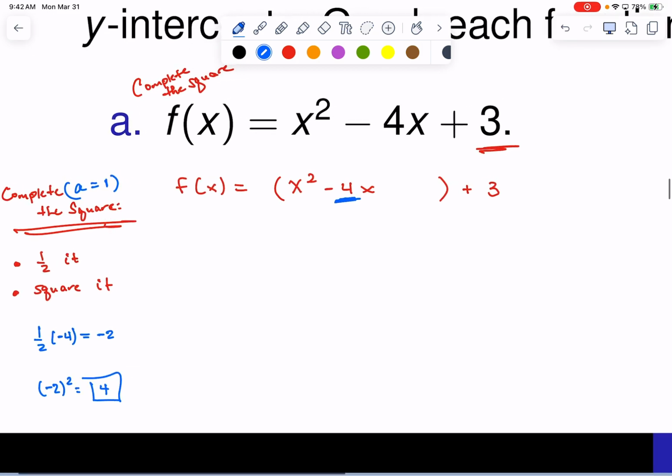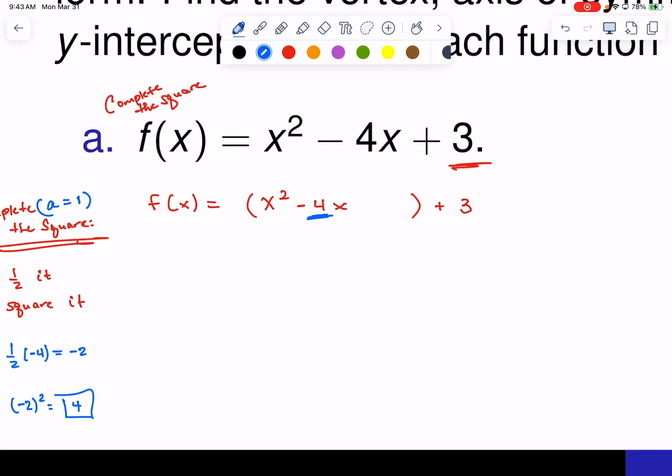College algebra, we're doing parabolas again. Half it, square it. So if I add 4 here, now ready, I'm going to perform a magic trick here. I'm going to add 4. I just changed the equation. What happened?